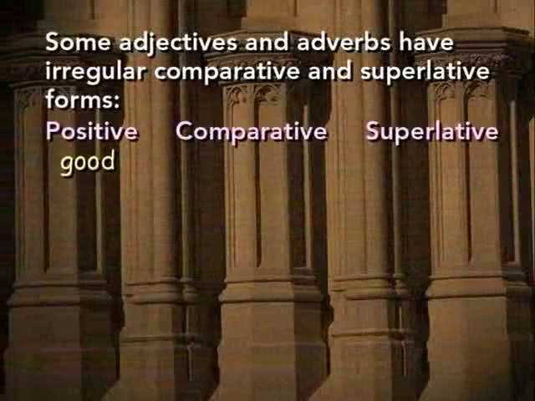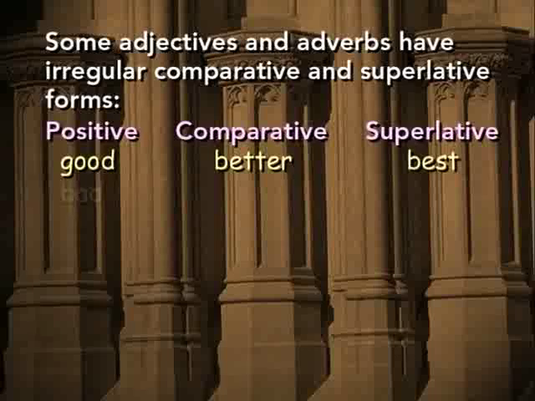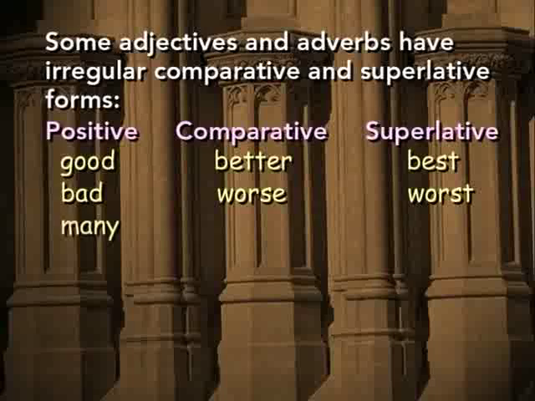Good is the positive form of the adjective. The comparative is better. The superlative is best. Bad is the positive form of the adjective. Worse is comparative. Worst is superlative. Many is the positive form of the adjective.